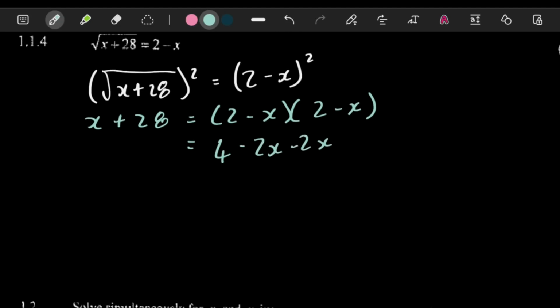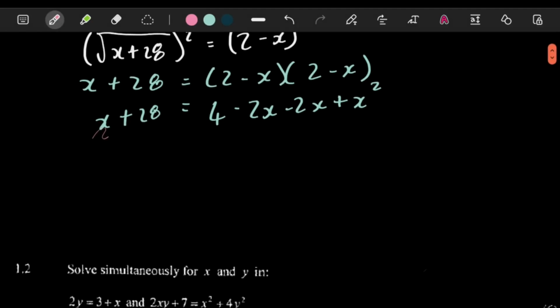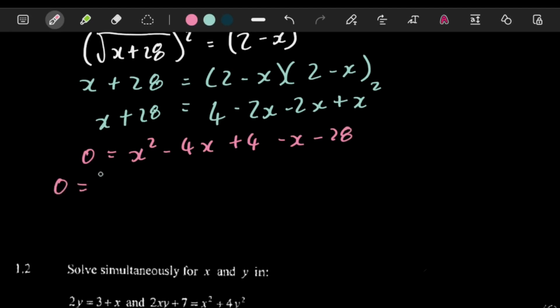But let's see, this is plus x squared, x plus 28. Let's move everything to the one side. Everything on one side, you're going to have 0 here. Let me not try and do too much at the same time. So let's see here. This is x squared, and then this is negative 4 minus 1, that's negative 5. And this is 4 minus 28, that's negative 24.